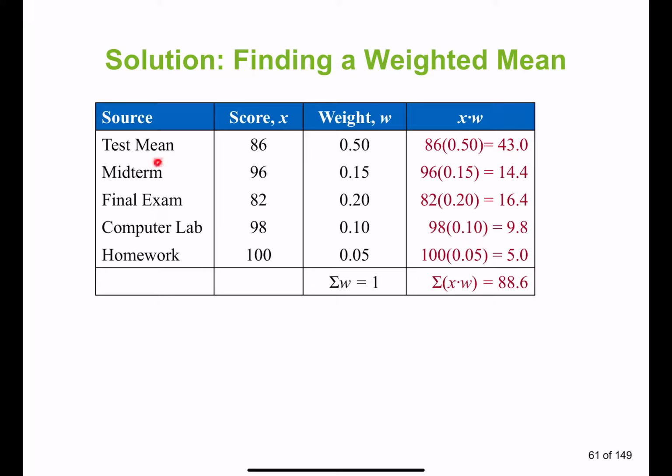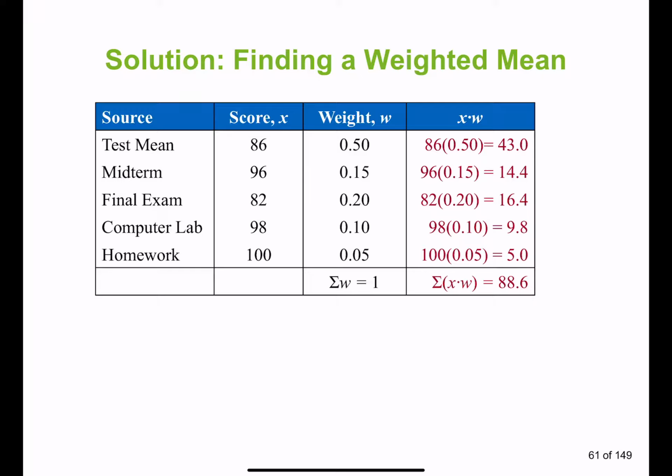Next, midterm. There is one midterm only. Let's say student got 96. And the weight of the midterm is 15%, which is 0.15. So we are going to take 96, multiply by 0.15, and we get 14.4. So in the final grade, midterm makes 14.4 points. Accordingly, final exam, 82, 20% weight, so it's going to be 16.4. Lab is going to be 9.8. Homework is going to be 5, so a total going to be 88.6.